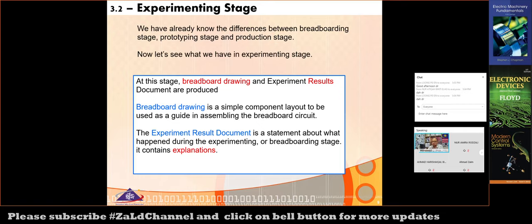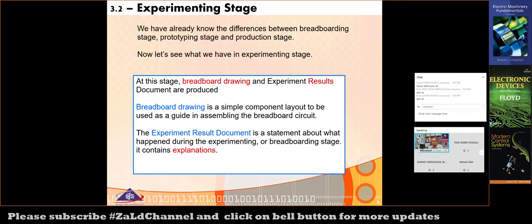By using the breadboard drawings, we can make sure that the component layout is carefully placed, because we want to save space on that breadboard. We want to make sure that all of the space is occupied by the components. So we do the breadboard drawing, and we also produce the experimental results document. The experiment result document is the document of results from our testing. For example, if we develop the circuit on the breadboard, we want to test whether it's functioning or not.